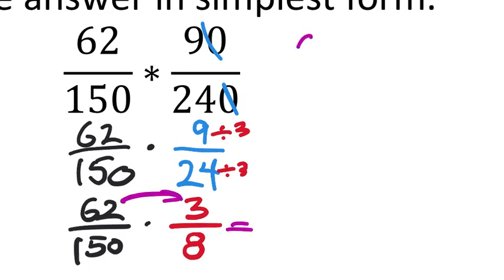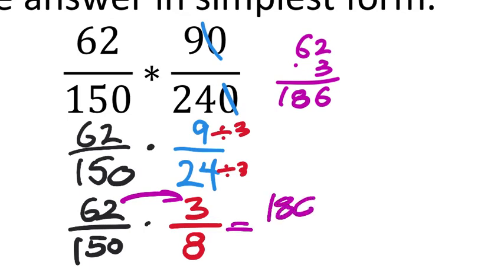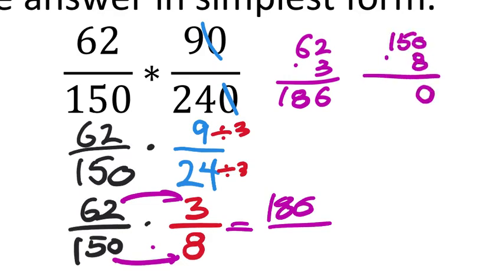62 times 3. What do we get? 3 times 2 is 6. 3 times 6 is 18. 186. That's my new numerator, all over 150 times 8. 8 times 0 is 0. 8 times 5 is 40. Carry the 4. 8 times 1 is 8, but add the 4 makes that 12. 1,200. So 186 over 1,200.